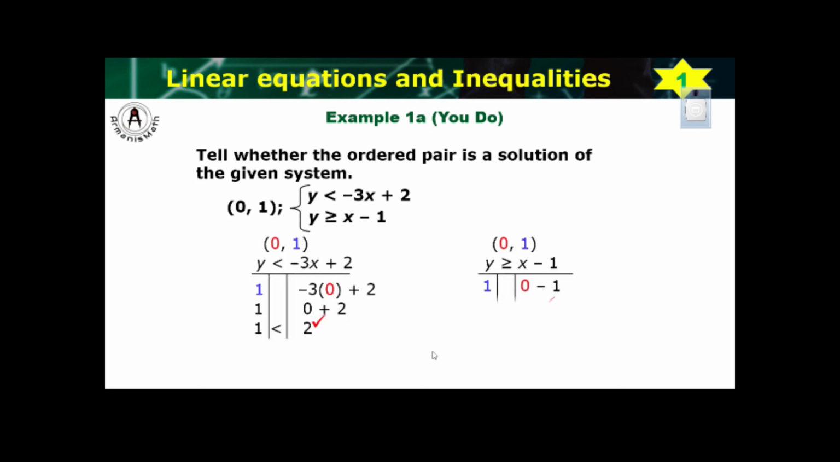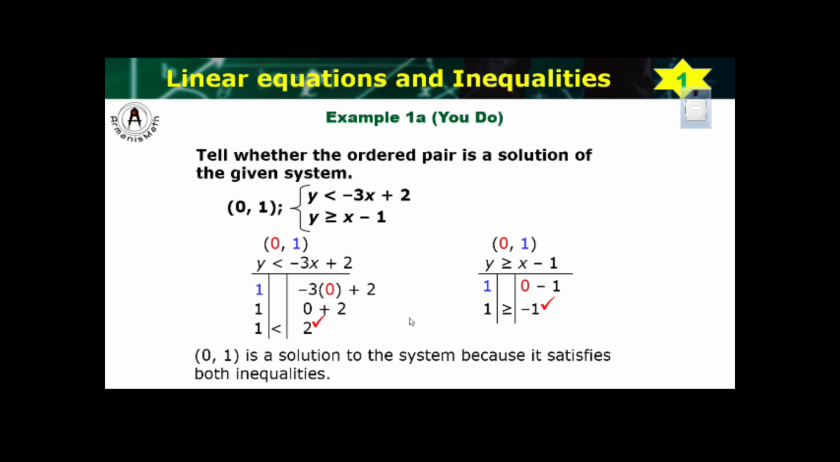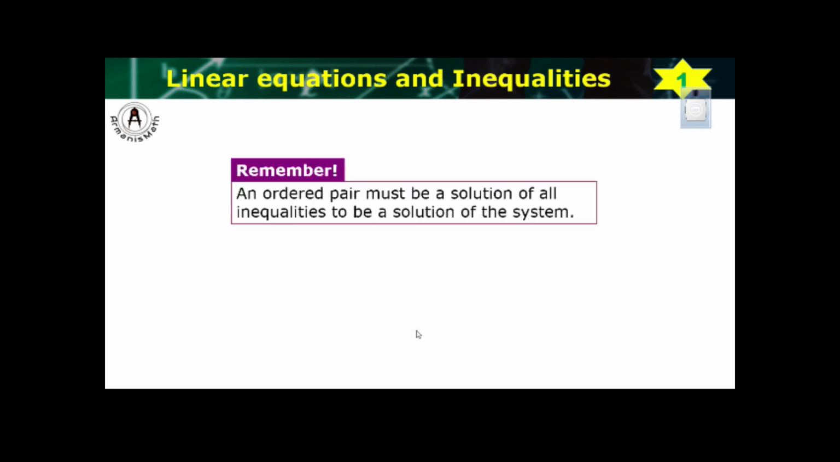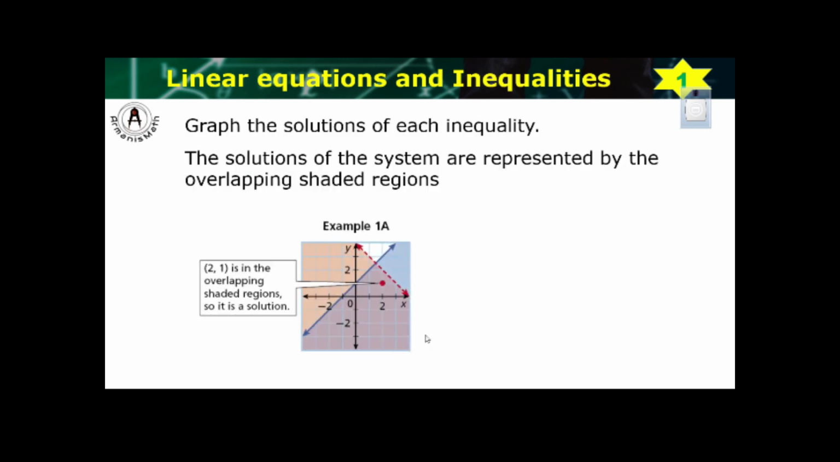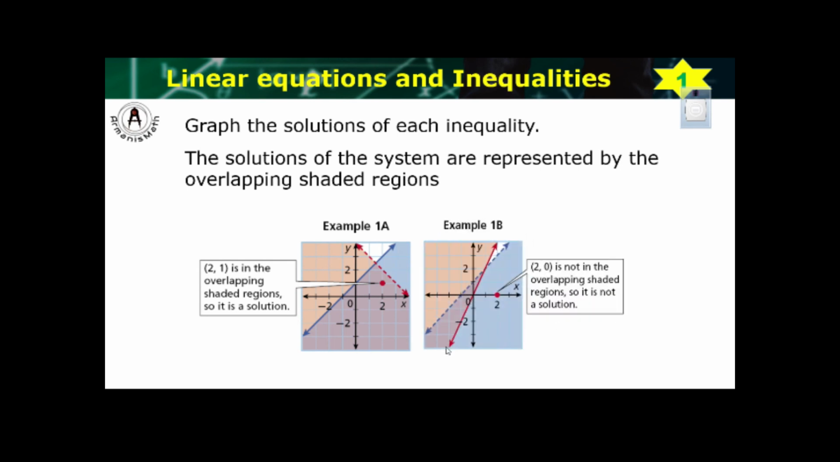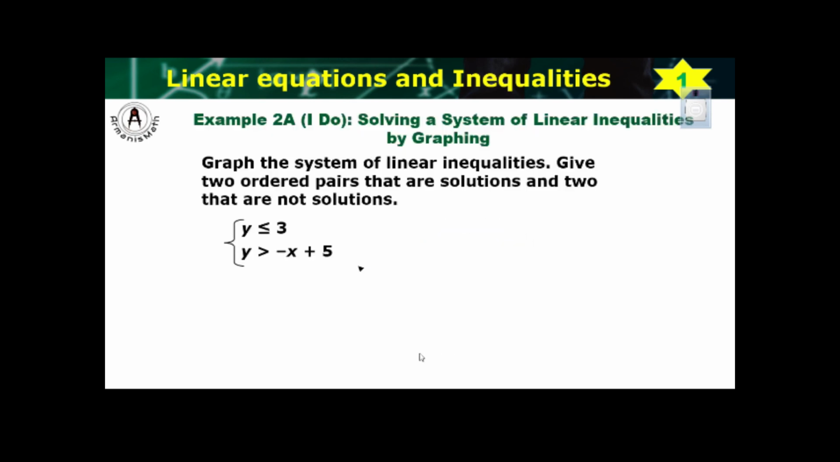And when you try it, you're going to find out that this one is a solution. Okay. So how do you graph a solution for inequalities? Well, here's the first example. It says graph the system of linear inequalities, give 2 ordered pairs that are part of a solution, and 2 ordered pairs that are not part of a solution. And looks like this is going to be my last example in this lesson.